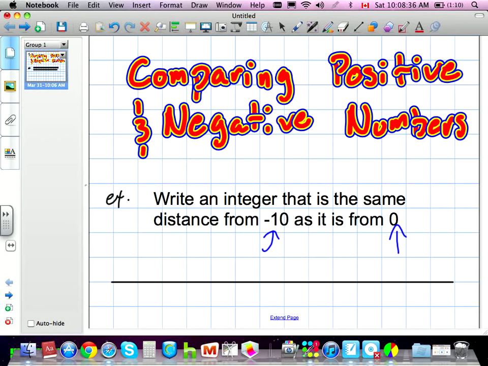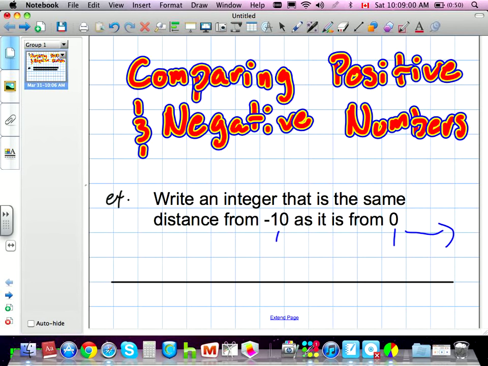When we go to make our number line, do you think we need to go to the positive side of 0? Well, if it's going to be the same distance, is it going to be between 0 and negative 10? Or is it going to be farther to the left, as in more negative than negative 10? Or in the positive direction of 0? Which do you think is most likely?